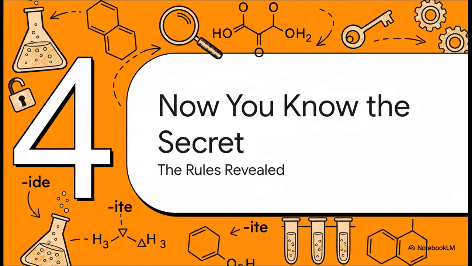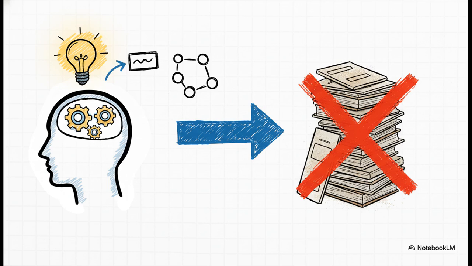And there you have it. You've just cracked a major chemistry code. It seems so simple, but knowing the rules for ide, ite, and ate is a seriously powerful tool. So what's the big takeaway here? It means you don't have to just memorize hundreds of chemical formulas anymore. You can actually look at the name and figure out what the formula looks like. It's a total game changer.